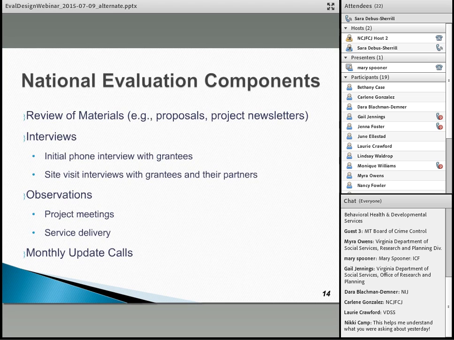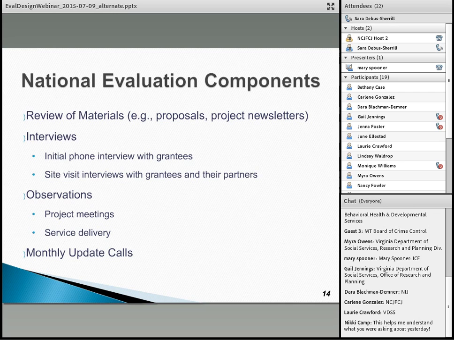The things on this slide are really geared towards helping us understand the projects, understand who's involved, and really track and document the activities and milestones of the project. So we review materials. These could be things like proposals, project newsletters, if there's new screening instruments developed, things like that. We also do interviews. First, we do an initial phone interview with the grantees, and we actually just completed those this week, so that's very exciting.